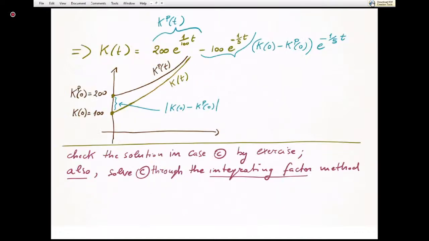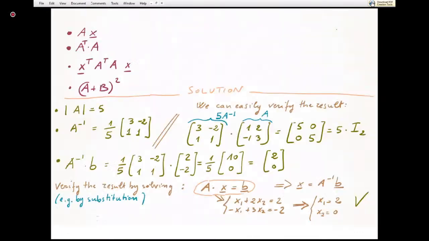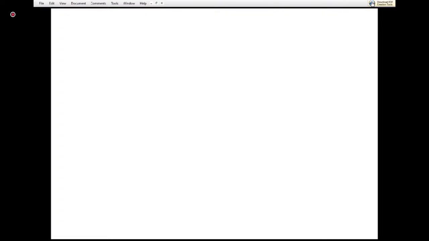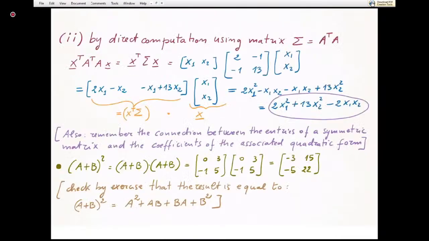Now, there was here an exercise on matrix operations. Next we have some difference equations.